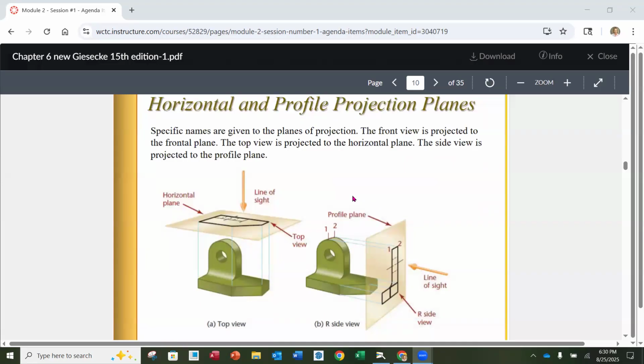Horizontal and profile projections. Horizontal and profile projections just mean that this is the line of sight perpendicular to that horizontal plane where I would show the top view. The right side view is going to come from a profile projection, and that's just going to be the side profile that we're going to see through that lens, if you would, that line of sight.